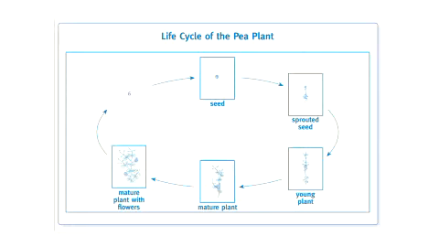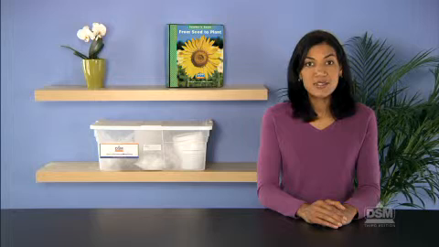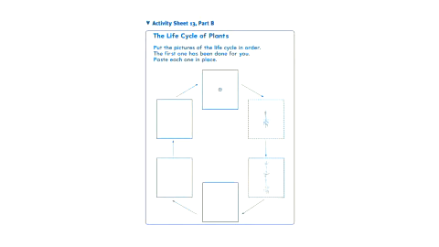Tape the pictures of mature plant with flowers and mature plant with seed pods over numbers 5 and 6, respectively. Then draw arrows in a clockwise direction to connect the pictures to illustrate the entire life cycle of the pea plant. Next, distribute Activity Sheet 13, Parts A and B, scissors, and glue. Tell students to cut out the pea plant life cycle pictures on Part A, glue them onto Part B in the correct order, and draw arrows connecting them.